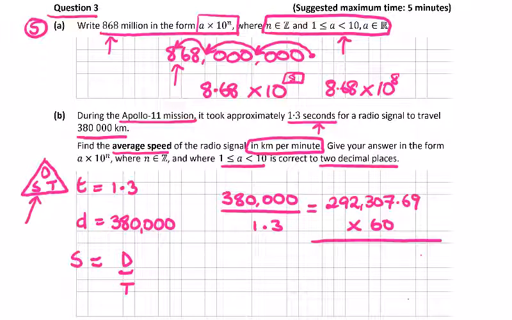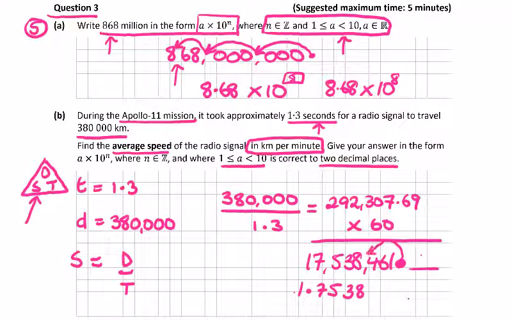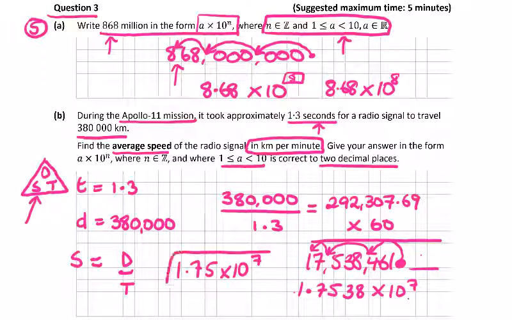17,538,461. And I don't need the decimals here because I'm rounding to 2 decimals anyway, so it's going to be 1.75. I'll take the 38. The decimal is here. We've moved it back 3, 6. We've moved it back 7 places. So this is by 10 to the power 7. So I'll just write it here, 1.75 by 10 to the power 7 is the average speed here, and this was worth 10 marks on its own.